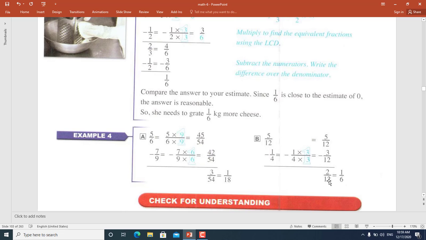So 2 over 12, we have common multiples between them. That means you can find a number, you can divide the denominator and numerator by the same number. From there, 2, they are even, you can divide by 2. 2 divided by 2 is 1, 12 divided by 2 is 6. It's 1 over 6, it's the simplest fraction.